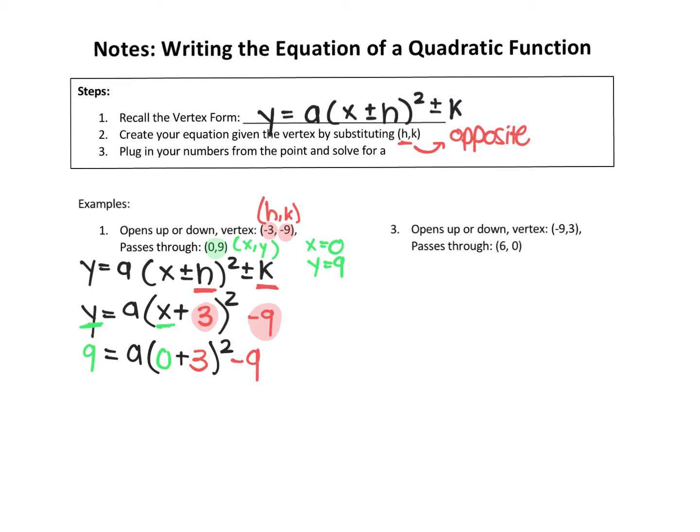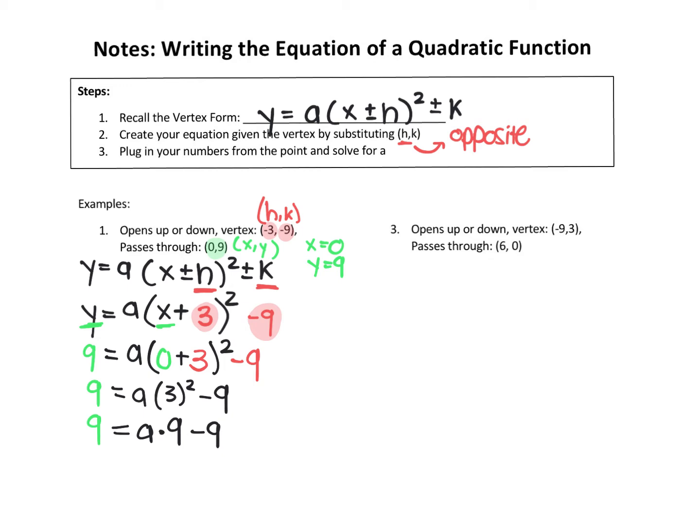Okay? Now I'm going to do some simplifying. So this 9 is here. I have a. In the parentheses, 0 plus 3 is 3. So let me write 3, and that's going to be squared, and then I have minus 9 on the outside. Okay? All right, let's continue. So now I still have that 9 on the left. I have a. What is 3 squared? 3 squared is 9. So I'm going to do a times 9 minus 9.